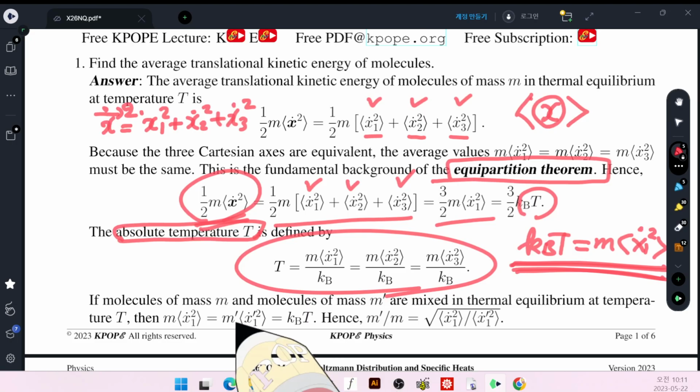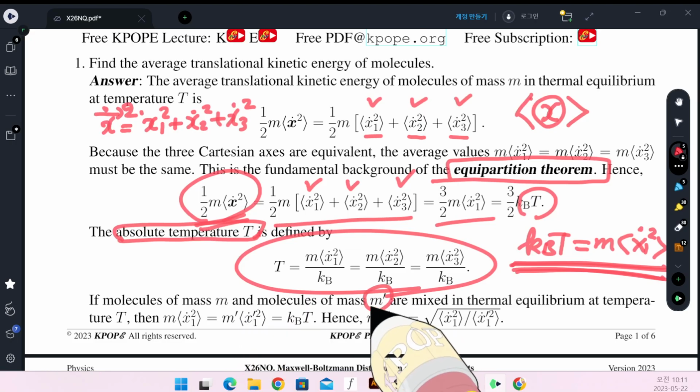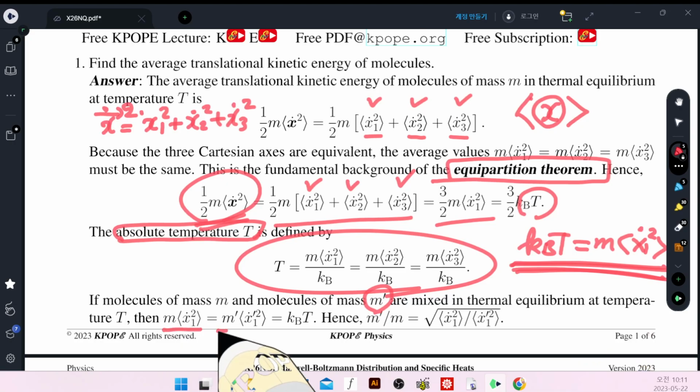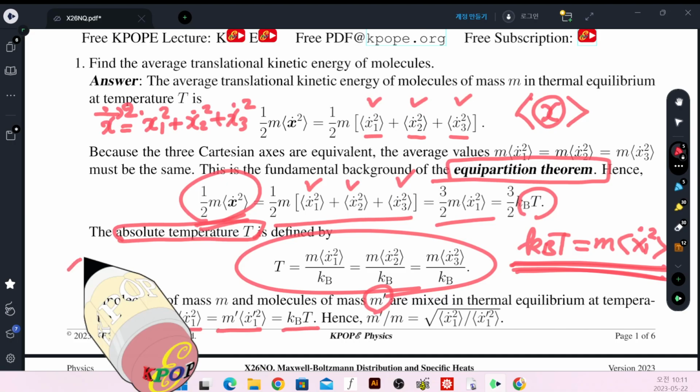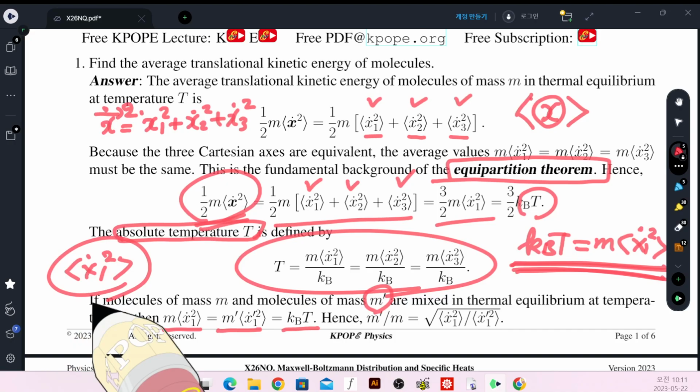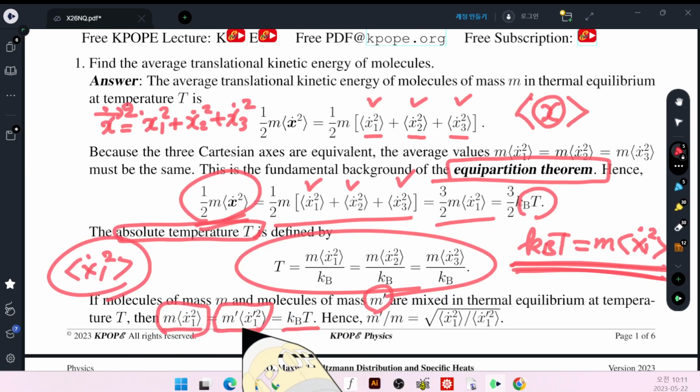If molecules of mass m and another different mass m prime are mixed in thermal equilibrium at temperature T, then the relation holds in such a manner. Even though the average velocity squared depends on the mass of a single molecule, if we multiply by the mass of each molecule, then this average value is independent of the mass of a single molecule.